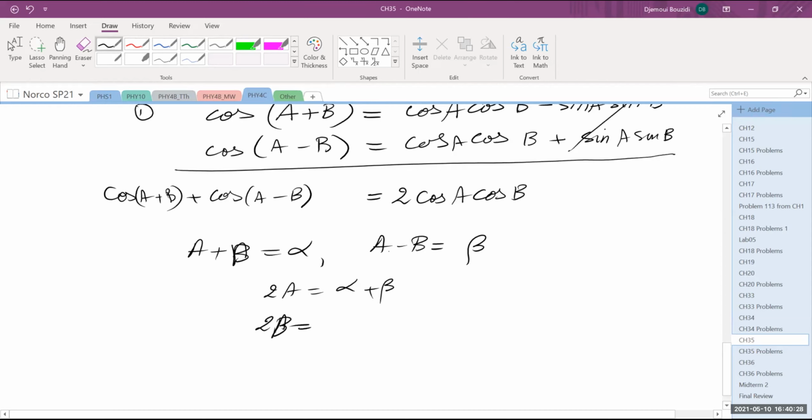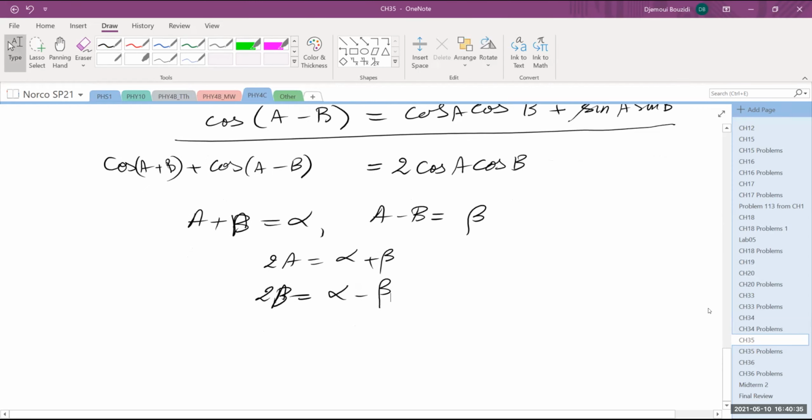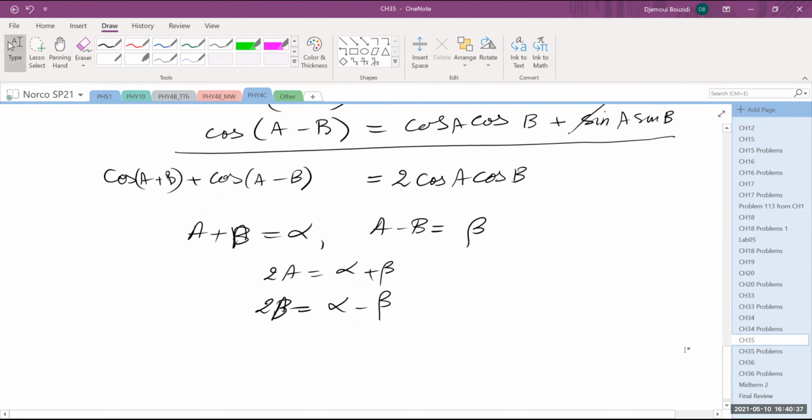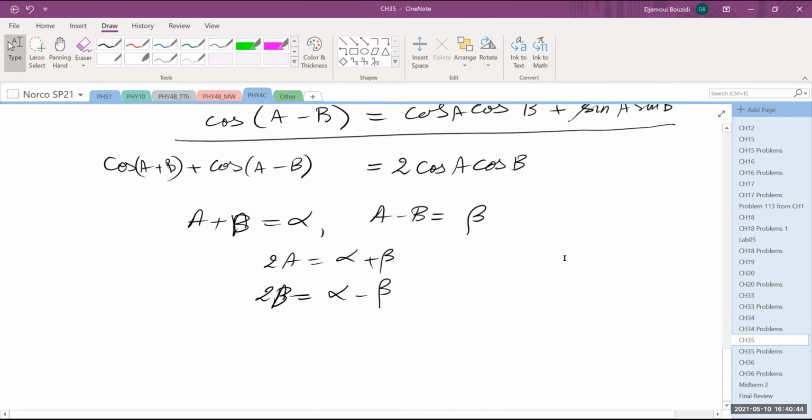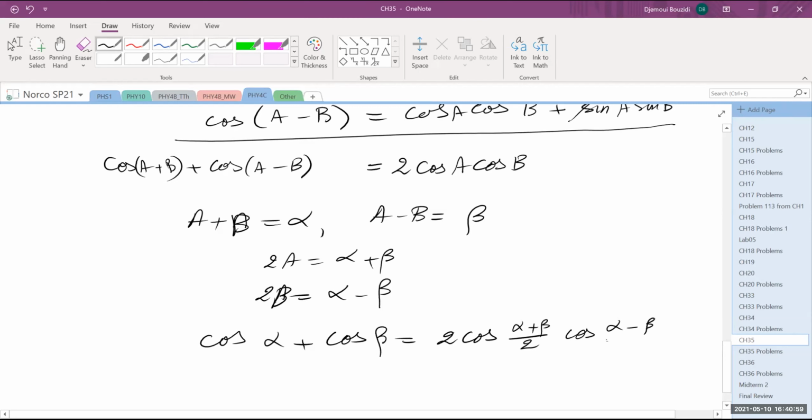And I will have alpha minus beta divided by 2. So in other words, I found the identity I needed from two well-known identities, which is actually the same identity. There's just a sign changed in here, that's all. So cos of alpha plus cos of beta is simply equal to 2 times cos of the sum divided by 2, which is alpha plus beta divided by 2, times cos of the difference divided by 2.